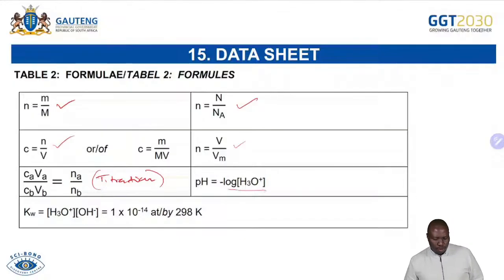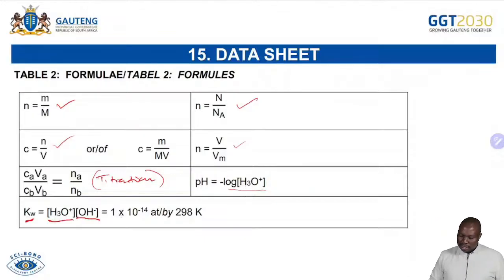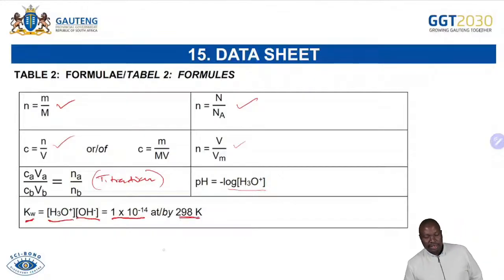So it's important that you know this data sheet and you utilize it, because it's going to help you answer the question. We talked about the ionization constant of water. There it is given as the concentration of H3O+ (hydronium ion) multiplied by the concentration of the hydroxide ion, OH-, and we are saying that is equal to 1 times 10 to the power of minus 14. And that is at 25 degrees Celsius, room temperature, which is equivalent to 298 kelvins.